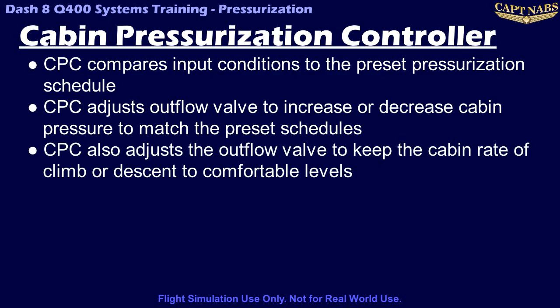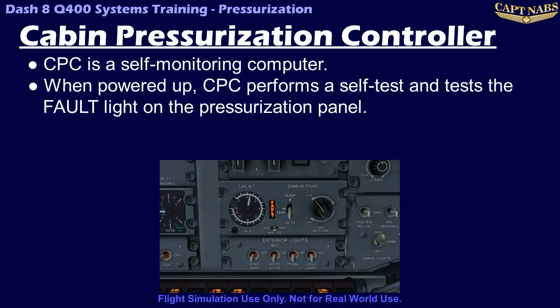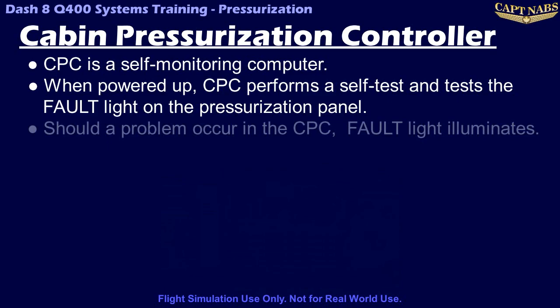The CPC performs a self-test whenever it is powered on. During the test, the fault light on the cabin pressurization panel illuminates briefly and then extinguishes. Should the CPC detect any problems with its operation later, the fault light will illuminate and remain on.